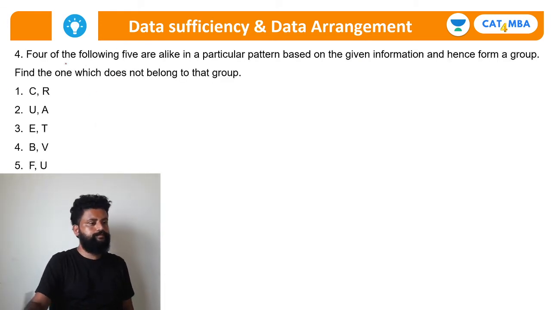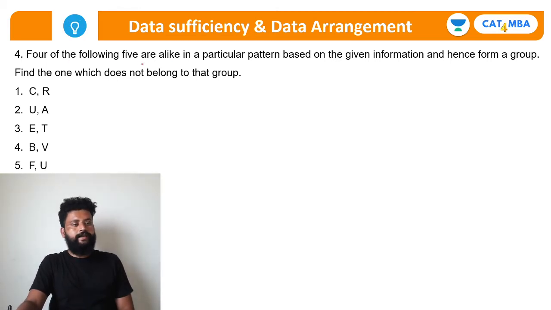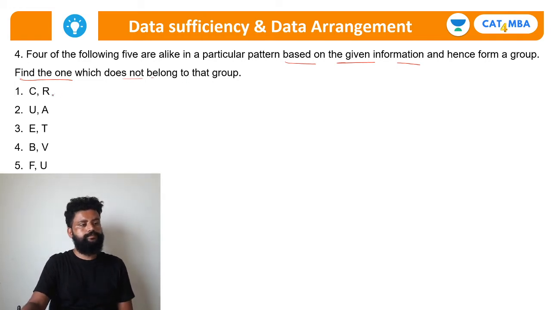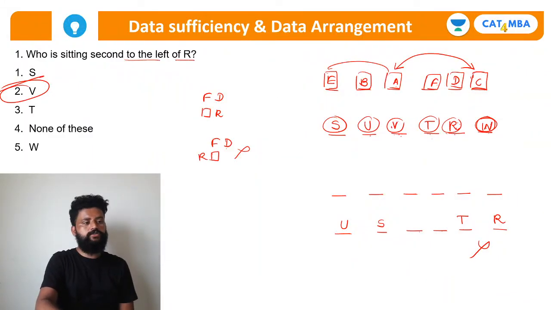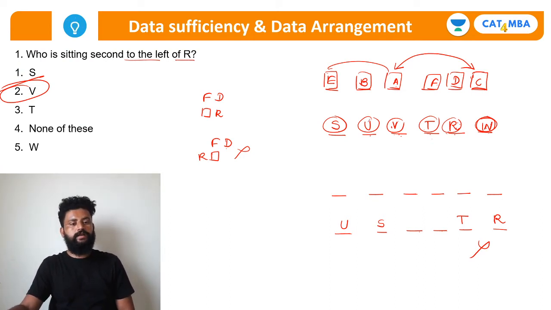And the last next one, four of the following five are alike in a particular pattern based on the given information and hence form a group. Which of the following does not belong to that? C, R, U, A, E, T. Let's look at this.